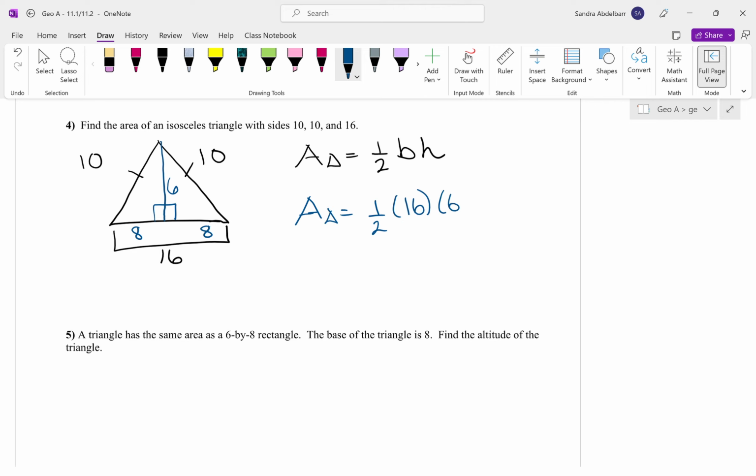Area of a triangle is half. The base is 16. The height is 6. I'm going to do half of 16 is 8. So the area of the triangle is 48 units squared.